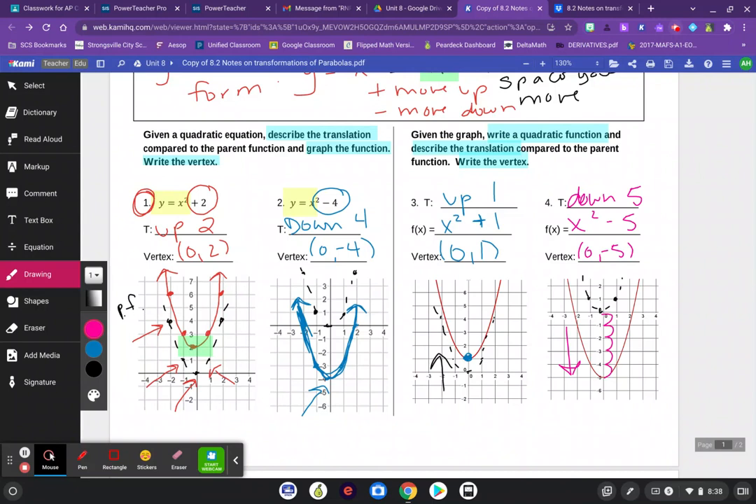Okay, so what you should have noticed is that the vertex has been shifted down 5, putting my vertex at (0, -5). And because I've been shifted down 5, what that means is I'm going to have as my function f of x equals x squared, that's the parent function, subtract 5 to get the new function, the red function that is graphed.